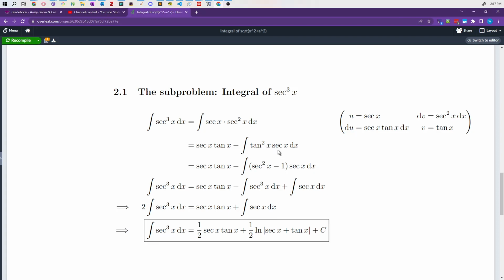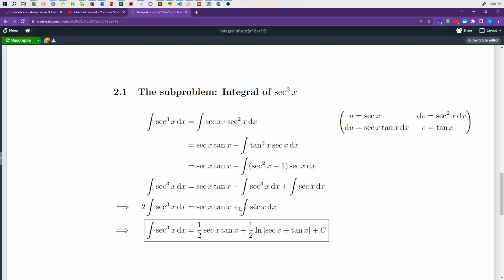So this becomes a cyclic by parts problem. Using the trig identity, tan squared plus 1 equals secant squared. Moving the plus 1 to the other side, we get that tan squared is equal to secant squared minus 1. And so we get this. Next, we distribute, and then we notice that we have this guy, right? The problem that we started with. So I can move that to the other side, and we end up with 2 copies of the original problem, the original integral of secant cubed. 2 copies of the integral of secant cubed is equal to secant tan plus the integral of secant.